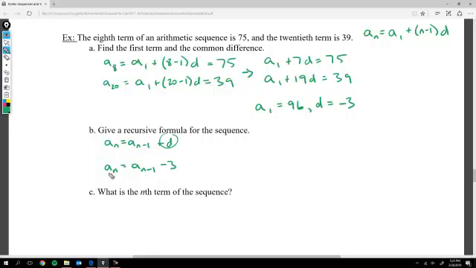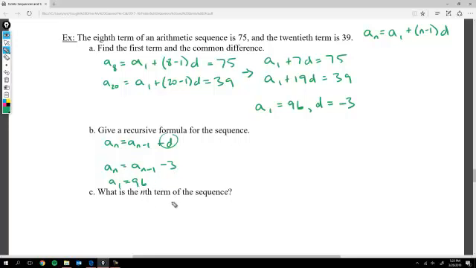But the only way that this is going to be useful is if I have a starting point. So I also have to give my first term, which is 96. If you just gave this without giving any of the terms, that'd be totally worthless because we need at least one term to start. If we have the first term, then at least we can find the second term.